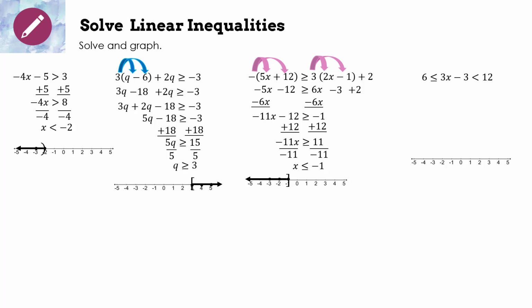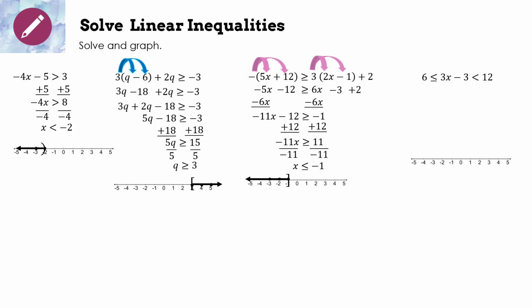Let's look at this last one. 6 is less than or equal to 3x minus 3 is less than 12. This actually has 3 parts, but we're going to solve it just like an algebraic equation. Let's look in the center. What we want is x by itself in the center.